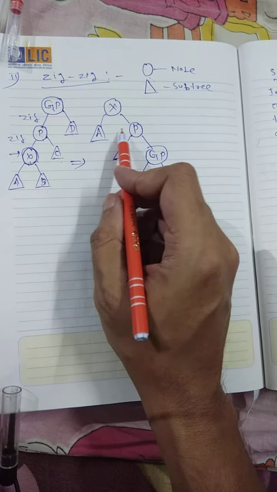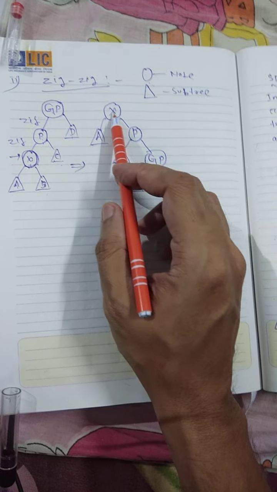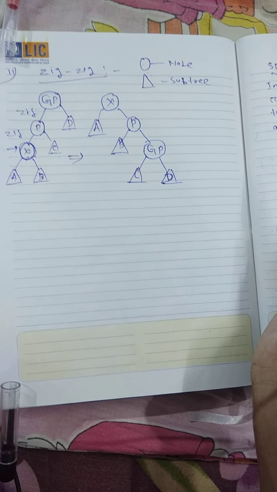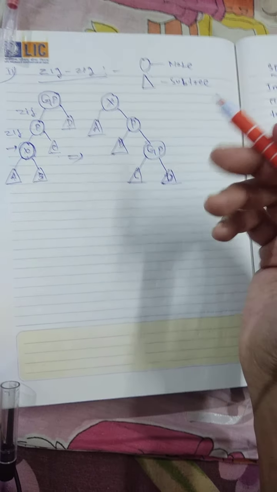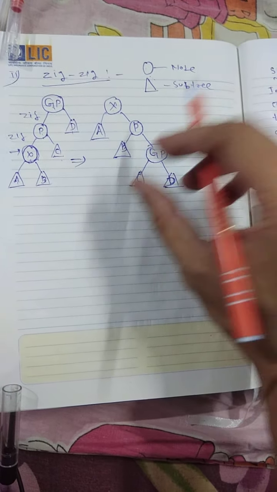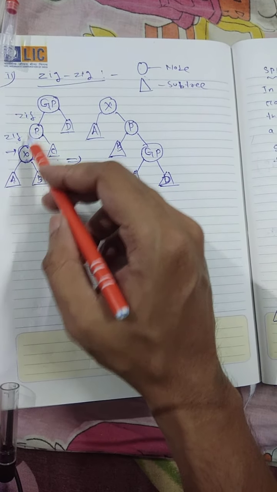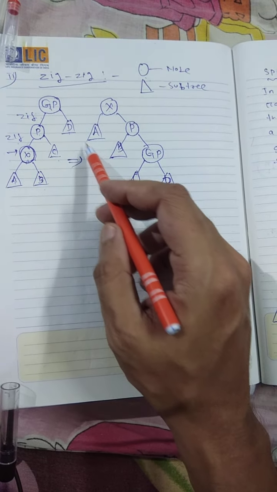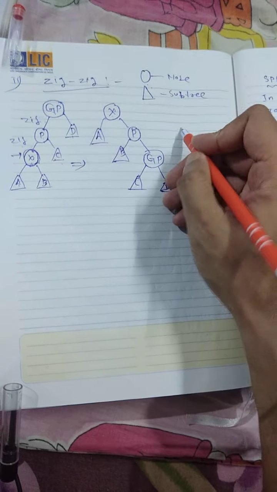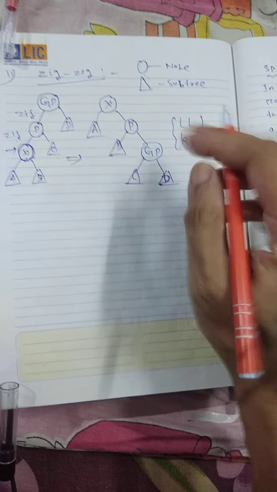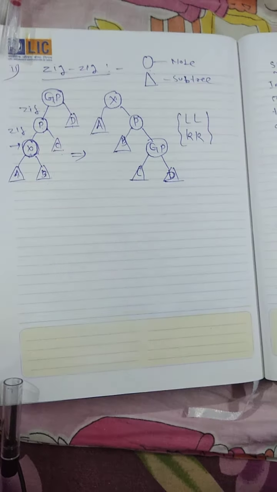After the zigzig rotation, we find our target is now at the root position so that we can access it directly. If you compare with the AVL tree, this is similar to your LL; if the right side is there, then it is RR. So this is similar to your LL or RR rotation, like in the AVL tree. Okay, so this is your zigzig rotation.